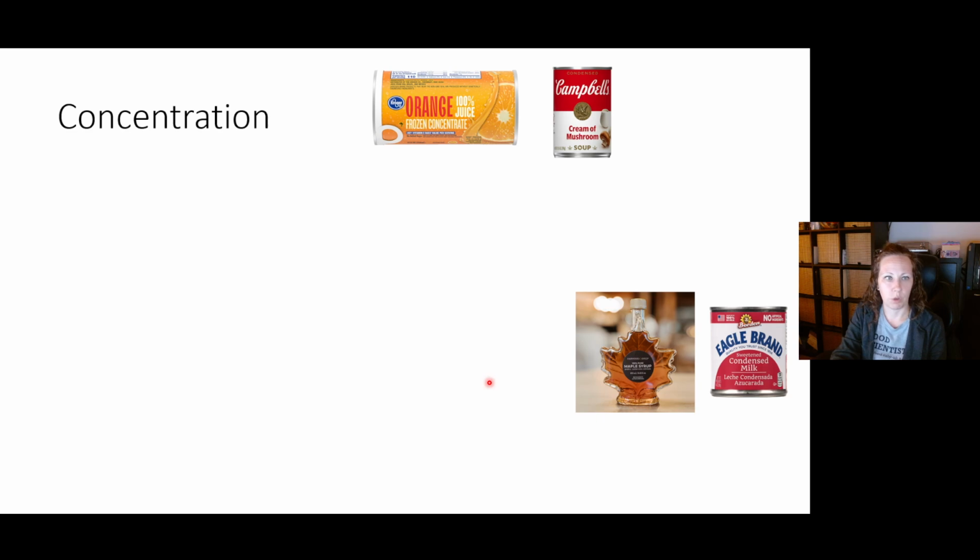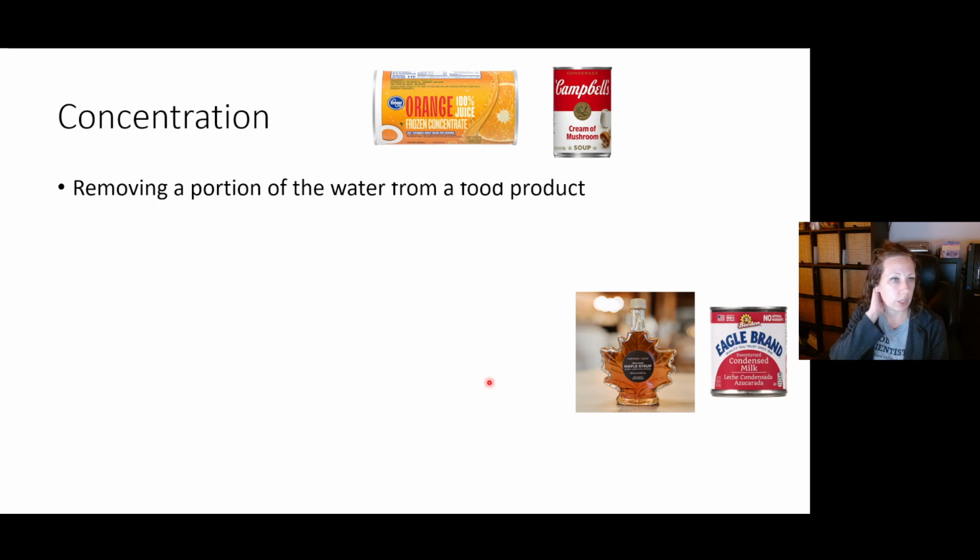So concentration, we're going to cover it just a little bit. So concentration is removing just a portion of the water from a food product. So unlike dehydration, we're not trying to remove almost all of the water. Even with dehydration, there's probably still going to be a little bit left. But with concentration, it's still going to be wet. Okay.